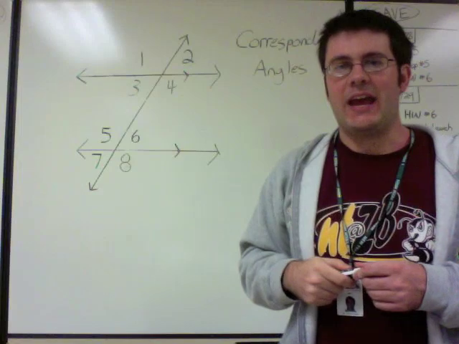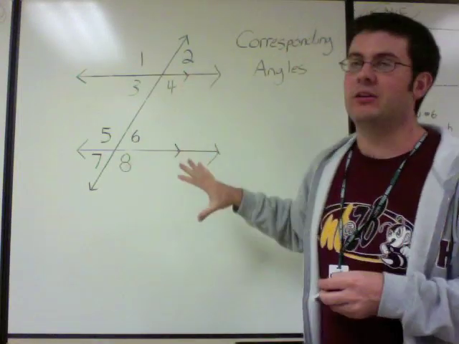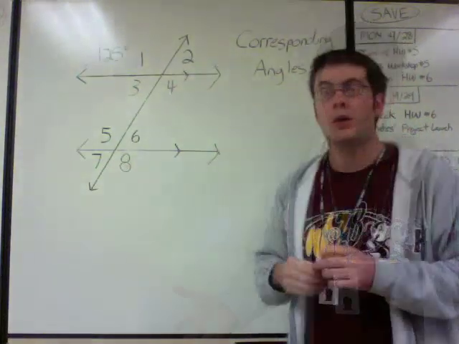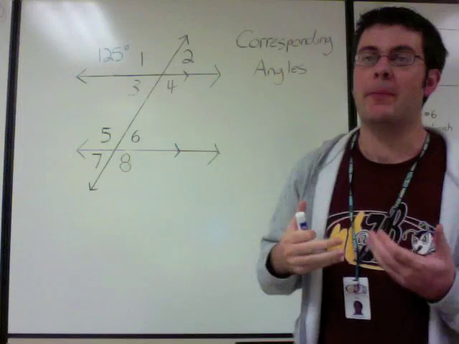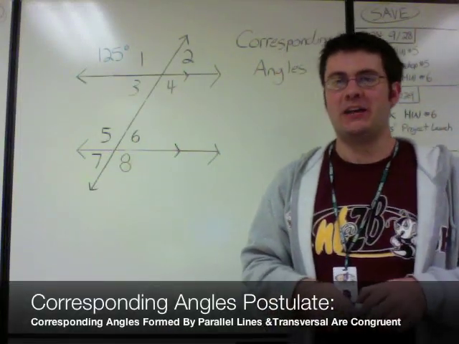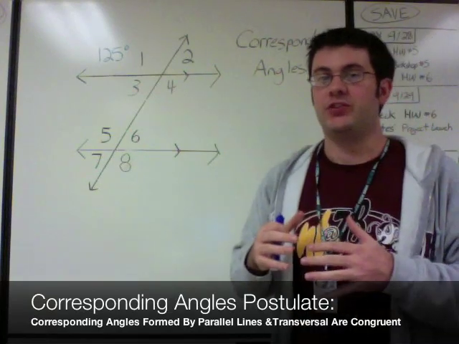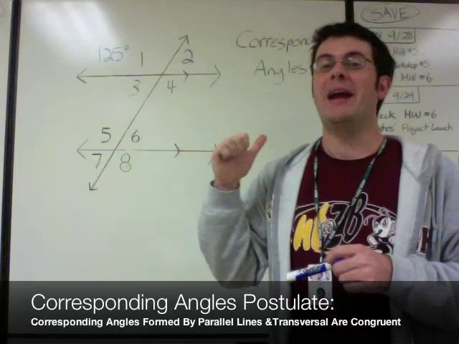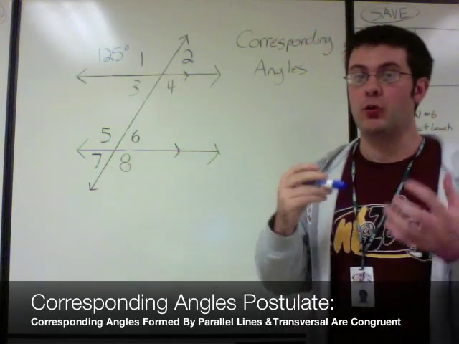Now let's take a look at what happens when we have corresponding angles that are formed by two parallel lines and a transversal. When parallel lines come into the picture, corresponding angles have a special property called the corresponding angles postulate. The corresponding angles postulate states that if a corresponding pair of angles is formed by two parallel lines and a transversal, then corresponding angles are congruent to each other.